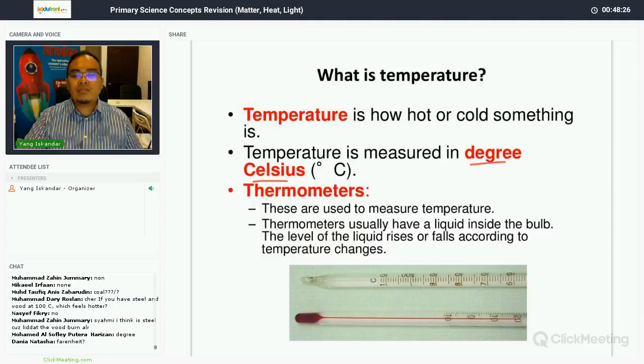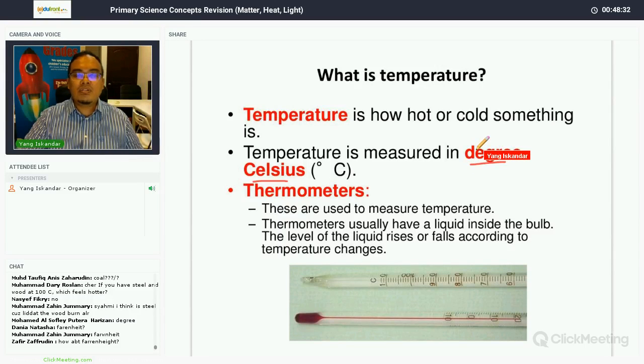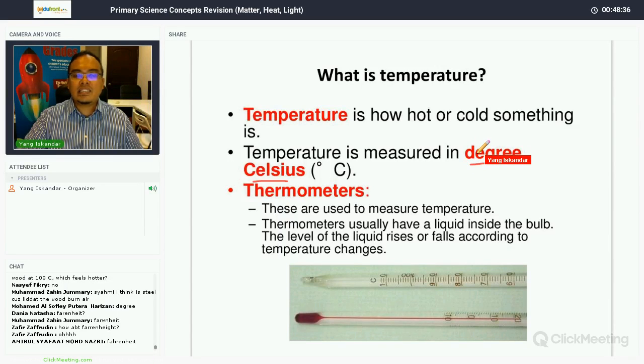Now, in some countries, they use a different unit of measurement. Like in America, they use degrees Fahrenheit. So if you read some newspaper articles or magazine articles, do not worry. It's just like kilometers and miles. But in our area, Commonwealth countries, we use the unit degrees Celsius to measure temperature.